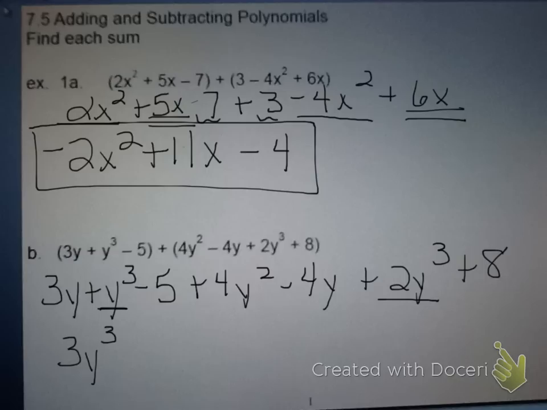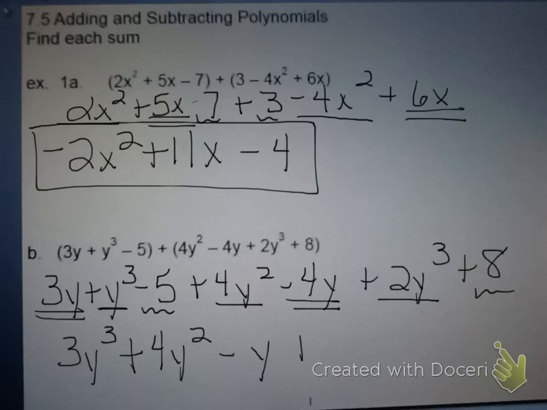My next one is 4y squared. There is no other y squared to combine it with, so I just bring it down. Now I'm going to combine 3y and a negative 4y is a negative 1y, or a negative y is the same thing. Negative 5 and a positive 8 is a plus 3.